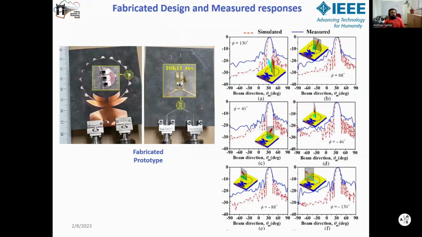And this is a fabricated prototype where the three varactor diodes are clearly visible inside the structure. And that's how you can achieve a complete azimuth plane scanning beam coverage from such a plasmonic structure-based media.